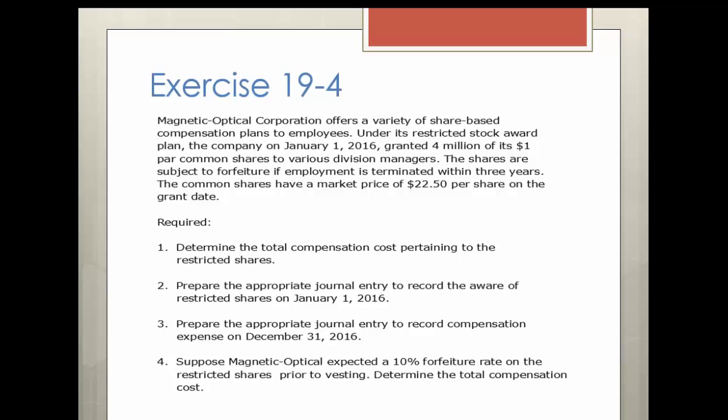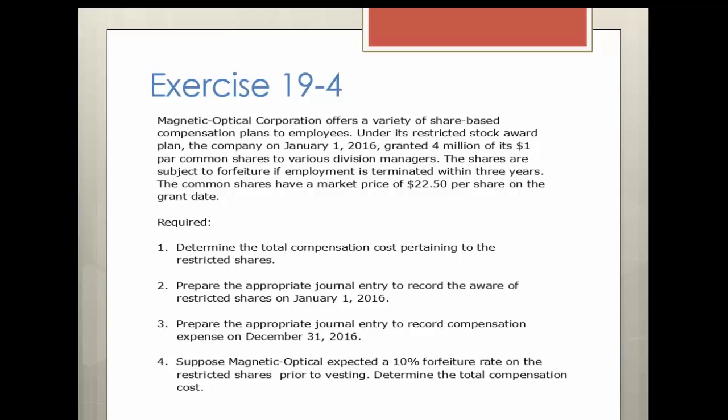So we want to determine the total compensation, prepare the original journal entry, and prepare the appropriate journal entry for the end of the year. And then the issue becomes, let's say we expect a 10% forfeiture rate on the restrictive stock prior to vesting. Determine the total compensation expense.